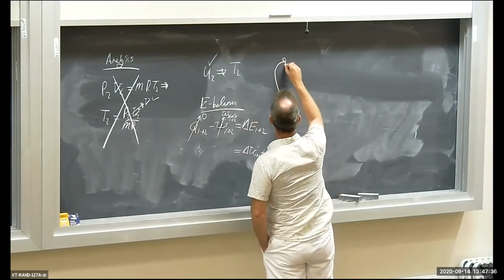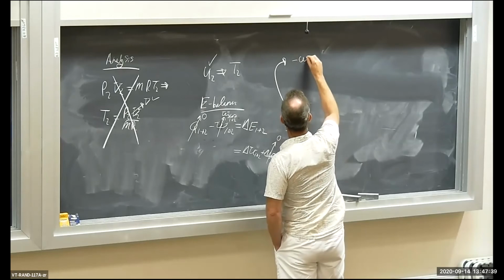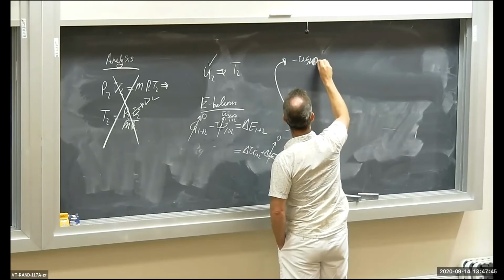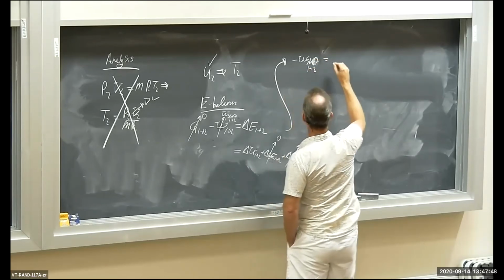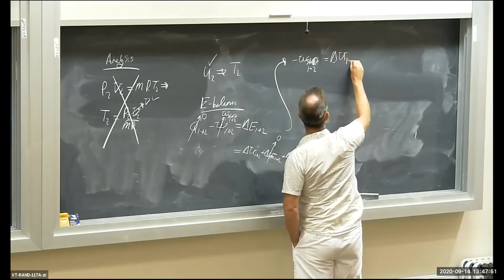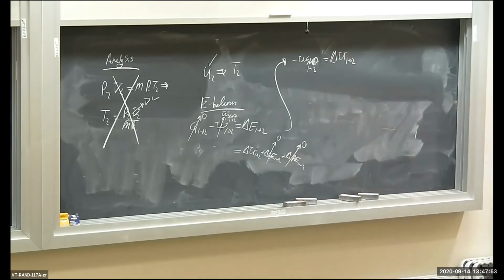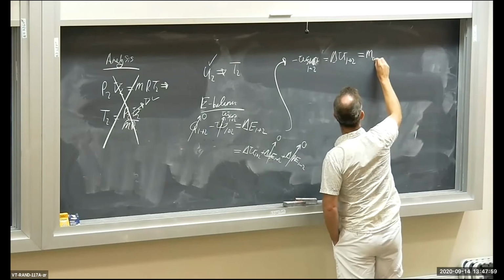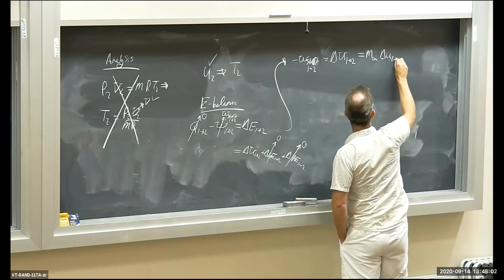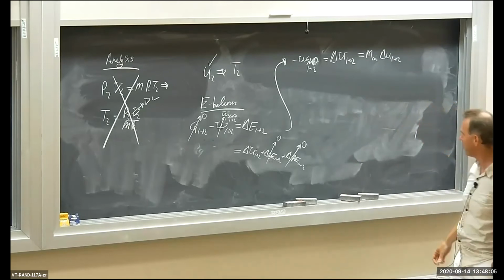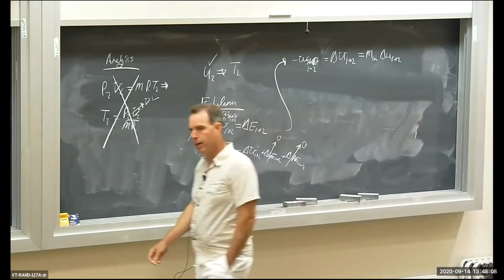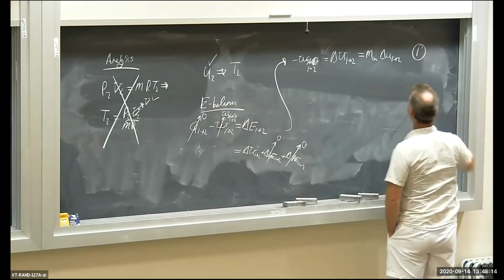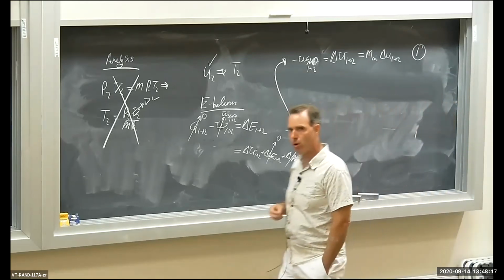Okay, let's see what we got here. Minus W shaft 1 to 2 is equal to delta U 1 to 2. Now let me write that in terms of change in specific internal energy. So mass of the air times delta little u from 1 to 2. Now this is where I'm going to stop. I'm going to call this equation number 1.